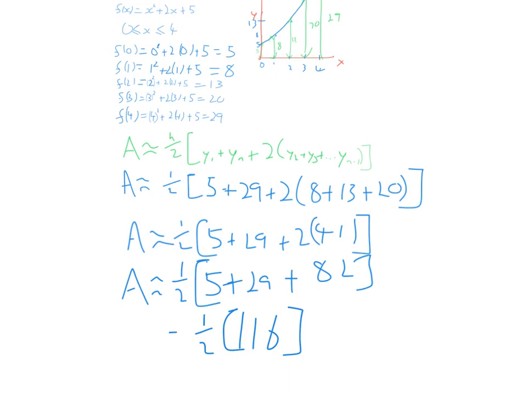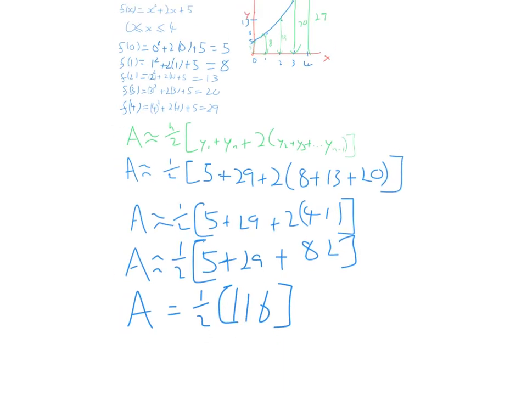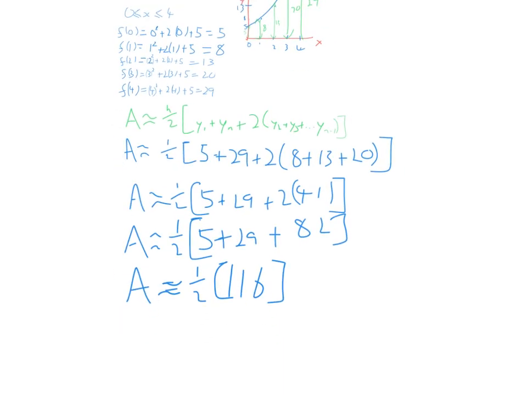Now a half times 116 is going to be 58. So you can say the area underneath that curve or underneath that function is approximately equal to 58. Now we're not told if it's centimeters or meters, so we can just say units squared here.